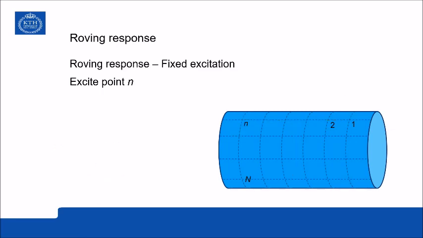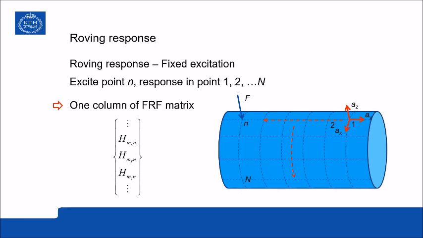In the other alternative, when we use a roving response and fixed excitation, let's say we excite point n, and we start with a response in point 1, and then we span all n measurement points. Then we will end up with 1 single column of the frequency response function matrix. So instead of 3 rows, we get 1 column.